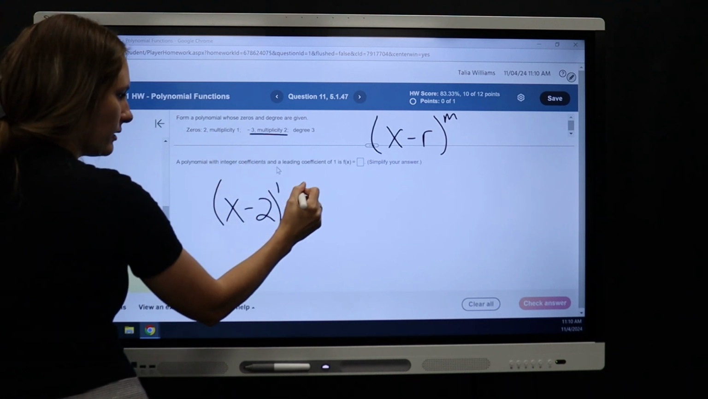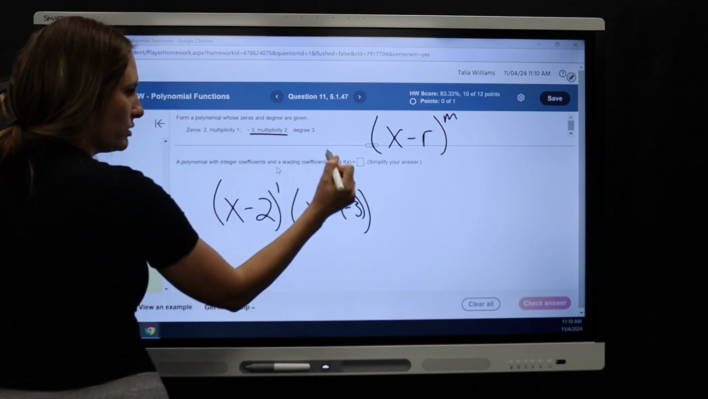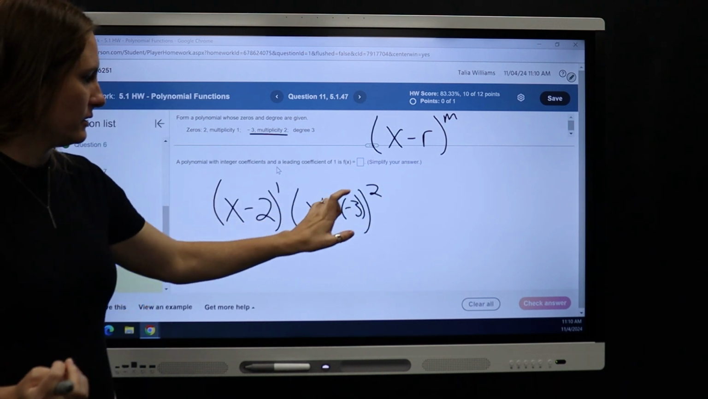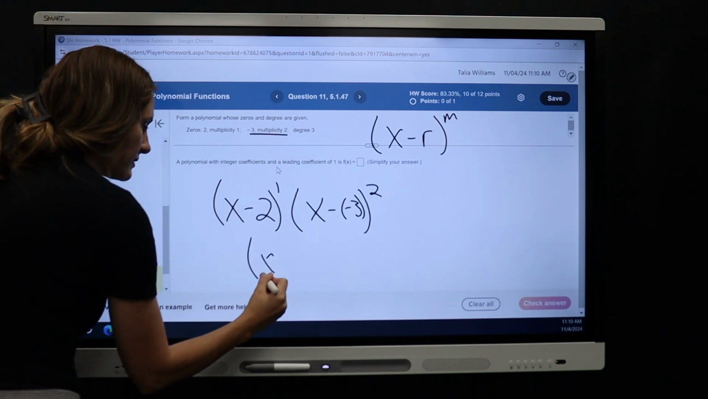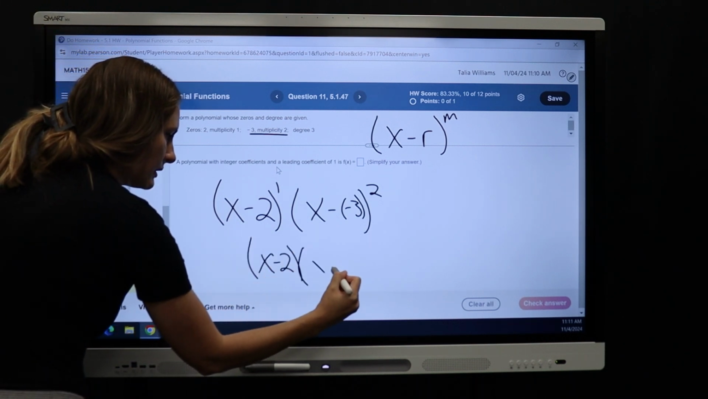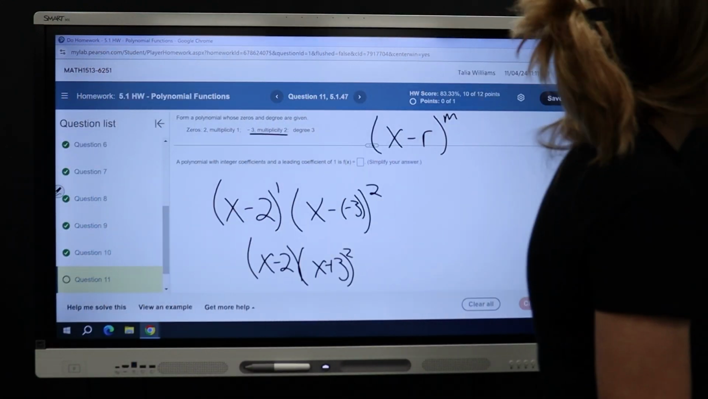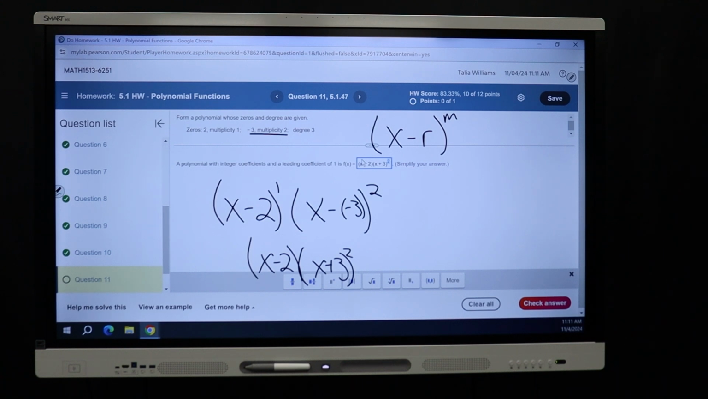So first one is going to be R is 2, and then the multiplicity is 2. Now it says the degree is 3, so I have 1x, and then there's 2 here, so 1, 2, 3. Then when we simplify this, I'm going to have x subtract 2 times x plus 3 squared. X subtract 2, x plus 3 squared.